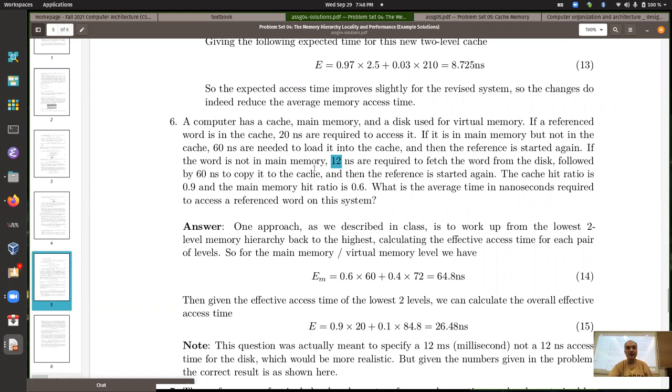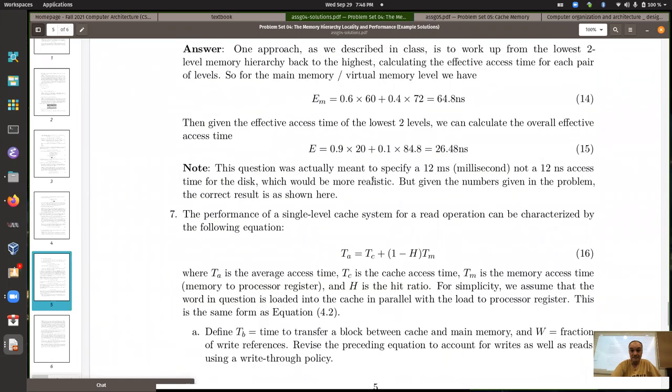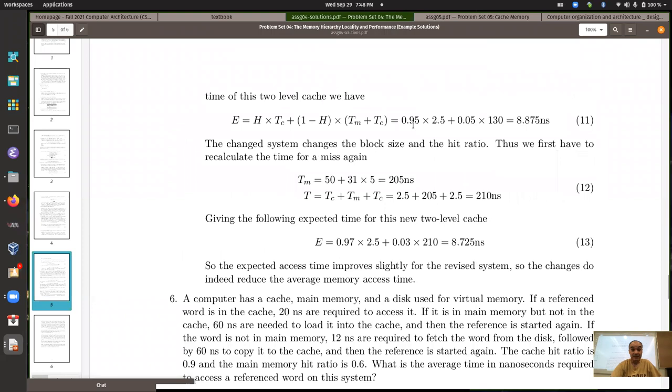So, anyway, it's a typo from our textbook. That was supposed to be milliseconds. If you use the numbers and just plug them in, you'll get like 26.48 nanoseconds as the access time for these three different levels.